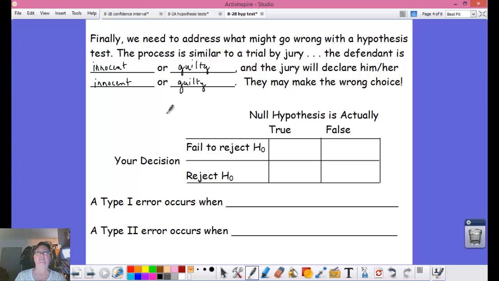So just in the same way, your hypothesis test, especially when you think about this in business, folks, I mean, people are making decisions about your safety.